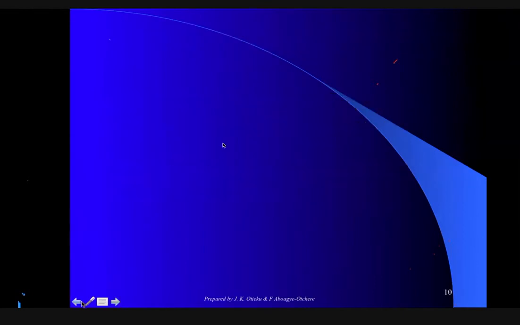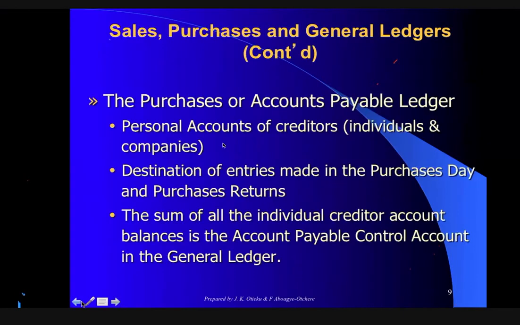Okay. In the same way, we would also have the purchases ledger, right? So in the purchases ledger as well, we look at the personal accounts for all our creditors. And like I've already said, creditors, just like debtors, can be individuals or they can be companies. You could have either bought from companies or you could have bought from individuals, right? So where do you pick the items to record in the purchases ledger? You pick it from your purchases journal.